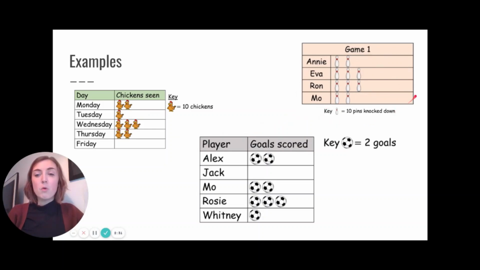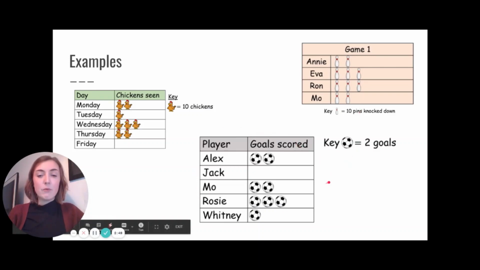Looking over here in bowling, they got some really high scores, so they decided to mean that one pin meant they'd actually knocked down 10 pins. So Eva didn't get 1, 2, 3 pins, she knocked down 10, 20, 30 pins.